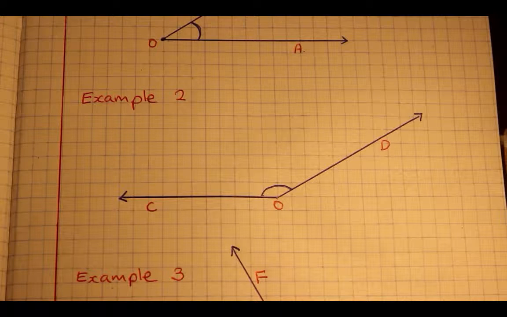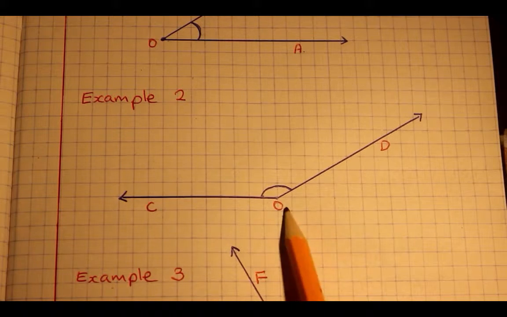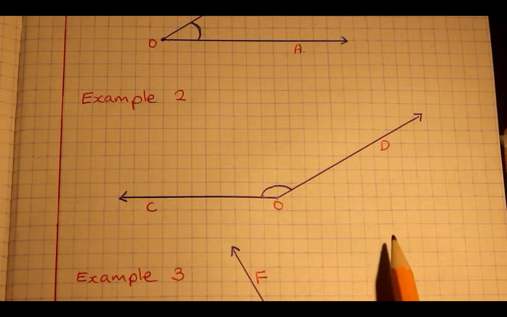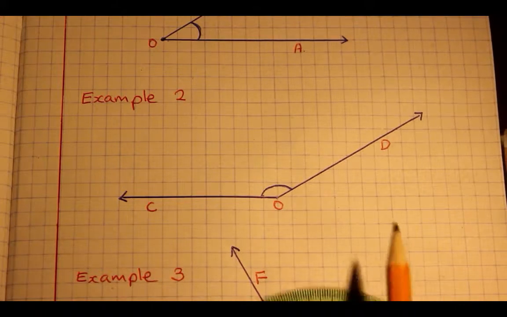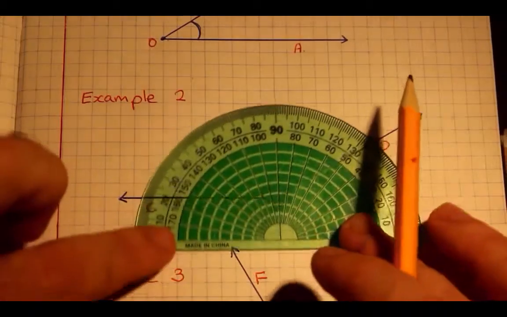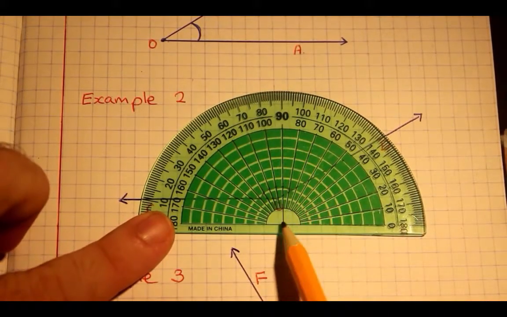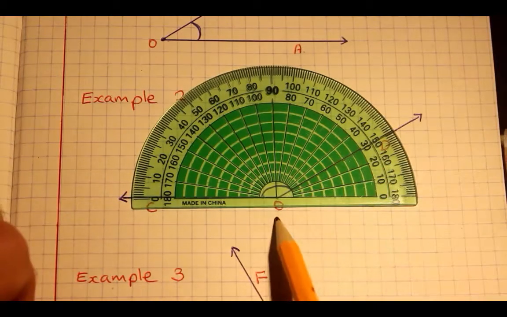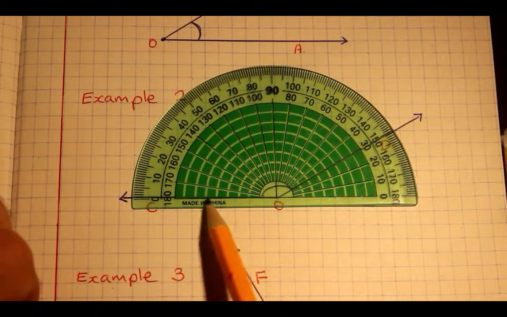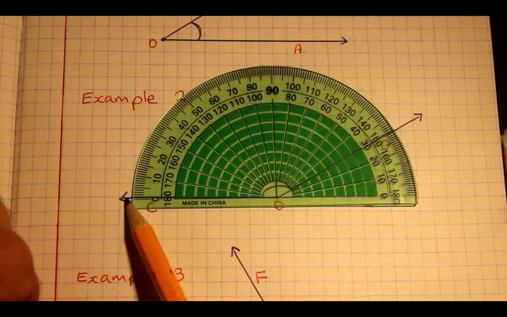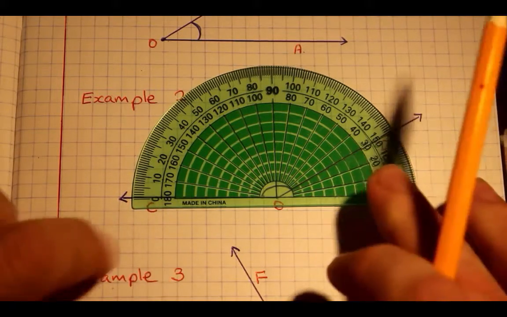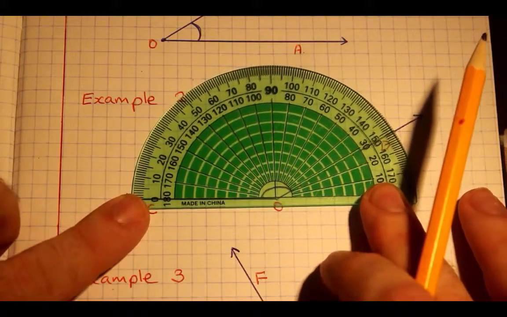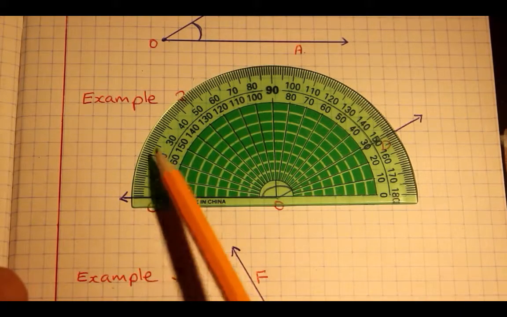In my second example, I'm asked to measure the angle COD, and I note that it's obtuse, meaning it's going to be between 90 and 180 degrees. Again, I get my protractor, and I make sure that the center of my protractor underneath the 90 degrees is going over the top of the vertex at O. And this time I note that the line is going to the left, leading out to my 0 and my 180 out here.